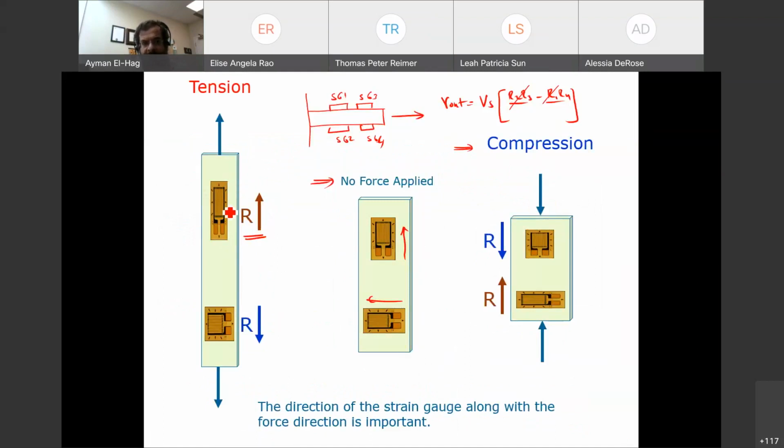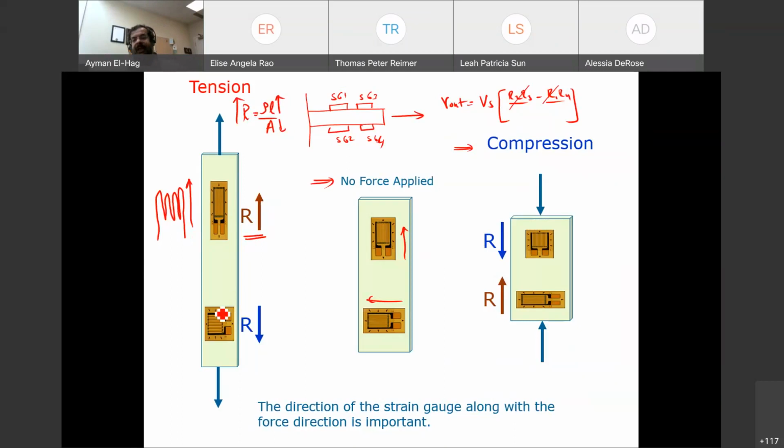If the tension force is in the same direction, because the strain gauge is nothing but a wire, I'm applying the force in the same direction as this. So actually I am elongating it, so the R will increase. Why will the R increase? Because R is equal to rho L over A. When I elongate the wire, L will increase, and A will decrease. So R will increase.